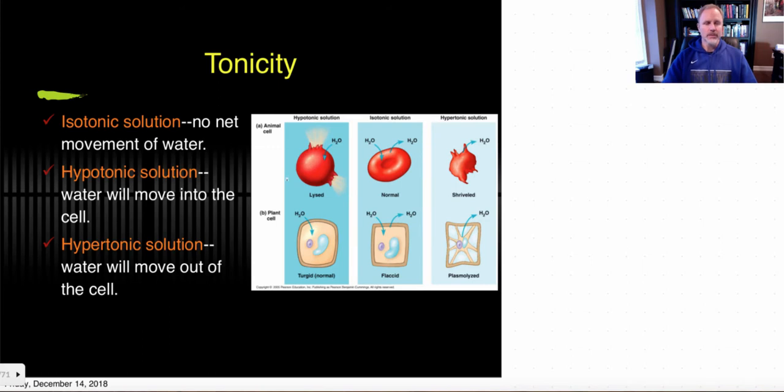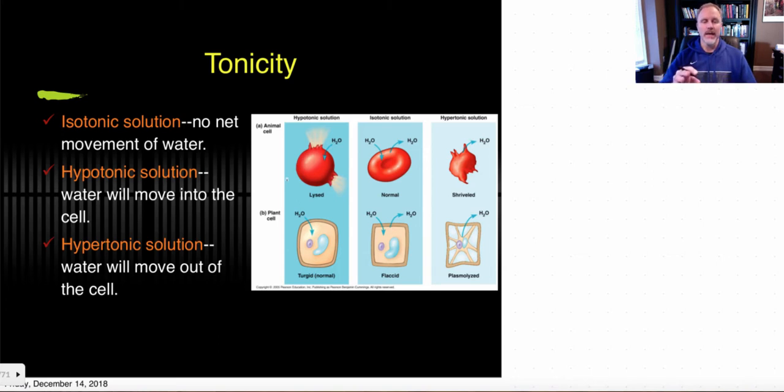Okay, so again, isotonic, you've got no net movement of water. Hypotonic, you've got more water moving into the cell than you do moving out. And with a hypertonic solution, you've got more water moving out of the cell than moving in. And you can see here with this diagram, you've got some animal cells that lack the cell wall, so you can see dropping the cell into a hypotonic solution.